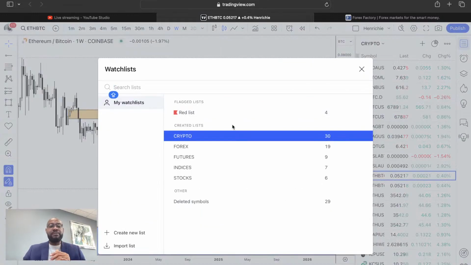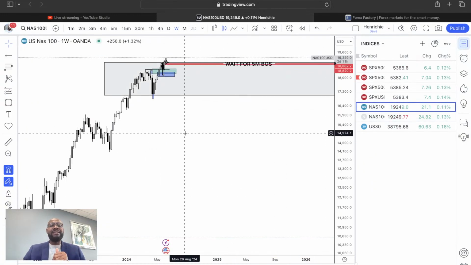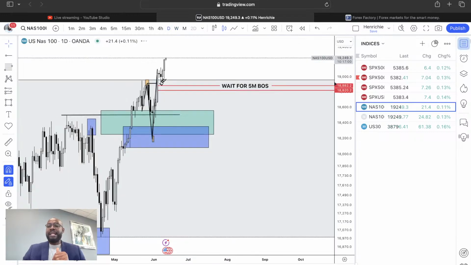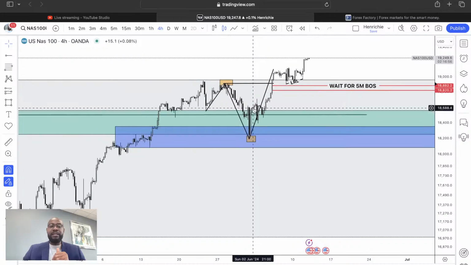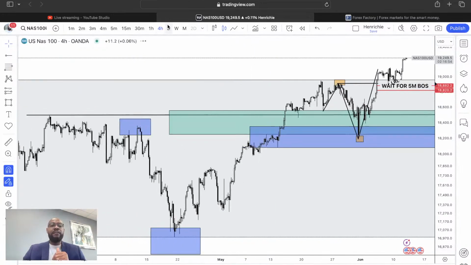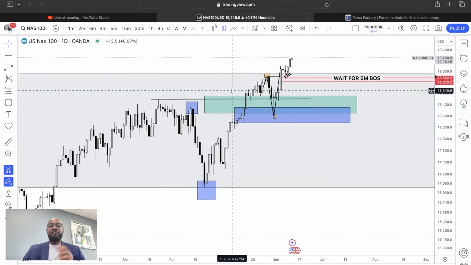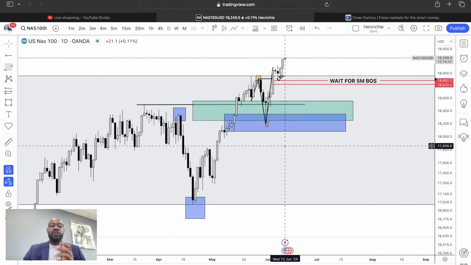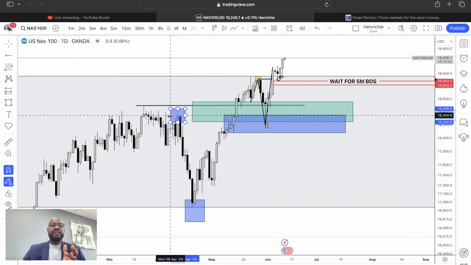The last but not the least, before I wrap up, is the indices. I said I'm going to talk about my analysis on NASDAQ. So for NASDAQ, I still remain very bullish. I still want to see a potential continuation to the upside. If we're looking at the daily time frame, even though we're consistently hitting all-time highs, it's very difficult to trade when we're consistently hitting an all-time high. But in this case, you can see how I trade when price is hitting an all-time high.